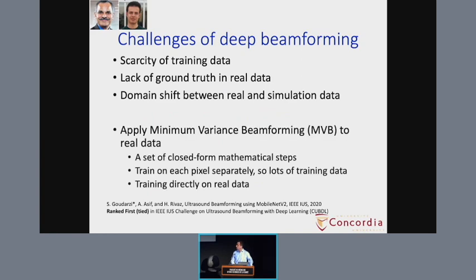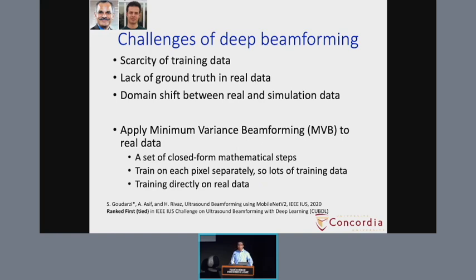So instead, what we did in this work is that we applied minimum variance beamforming. Minimum variance beamforming is a computational technique that has a closed form solution. The reason it's not used in practice is that it's computationally very, very expensive. But that's okay for us because we only want to do that once for generating the training database. So we can train on each pixel separately, so we will have lots of training data, even from one image. And of course, the advantage is that now we are training directly on the real data, right? So there's no domain shift.